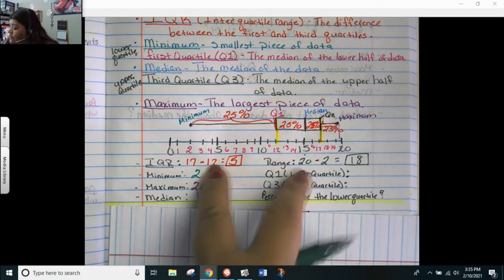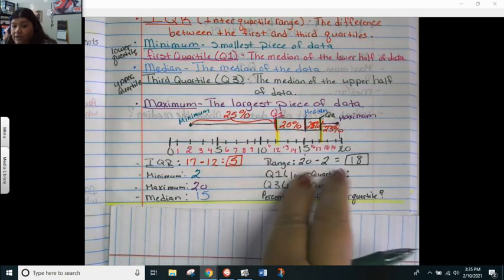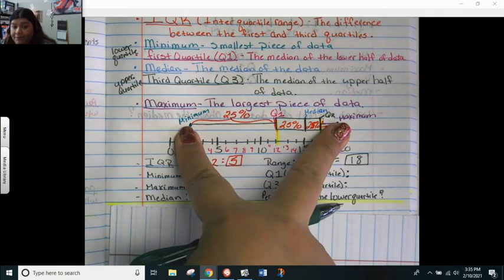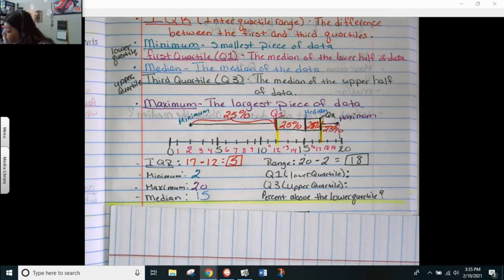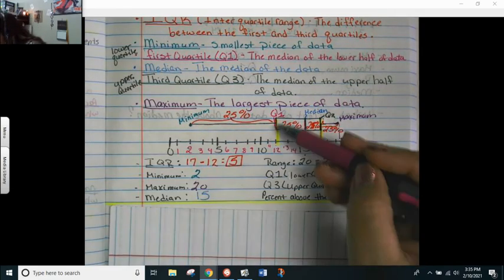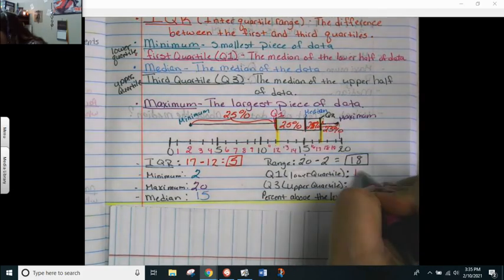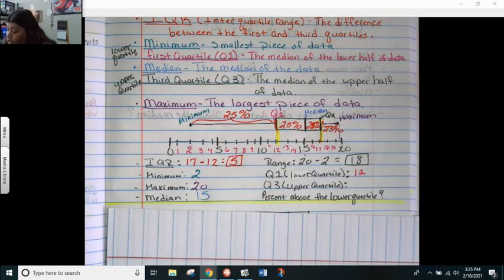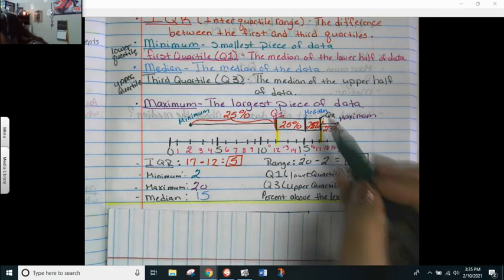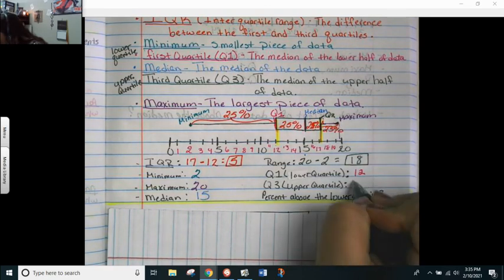Quartile range, I want the difference between the boxes. Range, I just want the difference in your whole data, okay? Let's see. Q1, what number represents Q1? I told y'all it was 12. And Q3, sorry, is represented by 17.